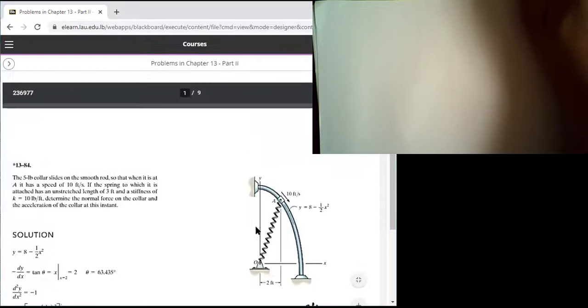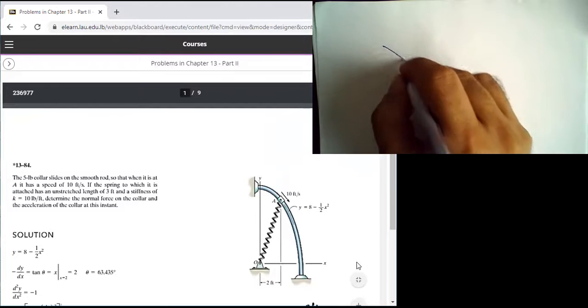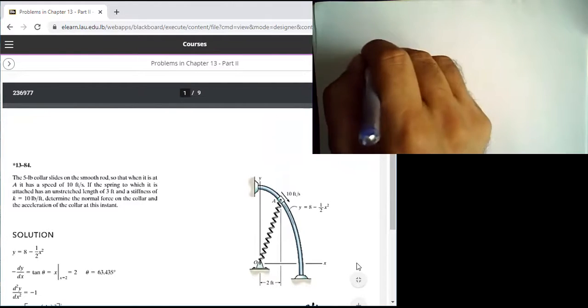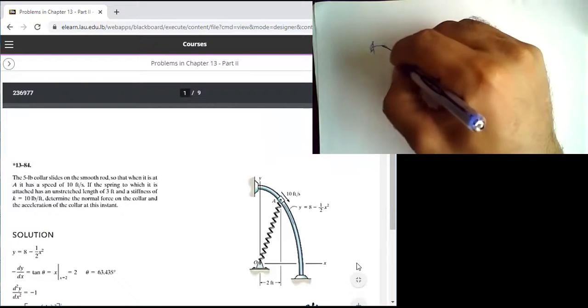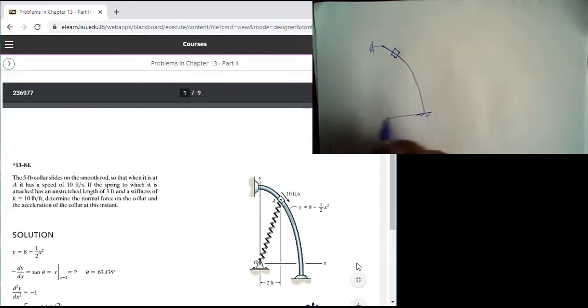So here we have the collar. This guy is the collar, and then this guy is the slider, right? So you have just to my pen. Okay, this is what we have, right? This guy is fixed here. This guy is fixed here, and then we have our baby collar is here, and we have a spring, right?